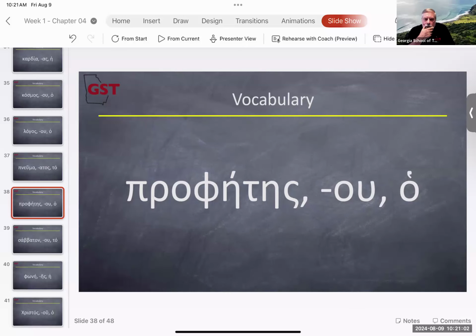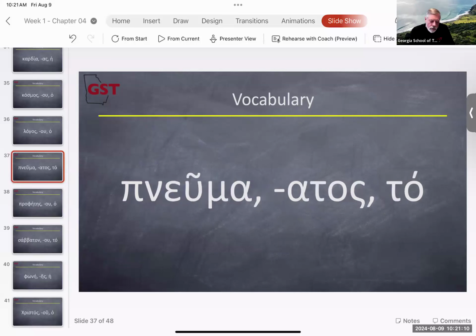All right, so here's prophetes. We've already done this word, meaning prophet, right? And okay, pneuma means what? Do you remember what pneuma means? Pneuma, pneumatos, spirit. The Spirit, spirit of God, our spirit, pneuma, right? Or wind. It can mean wind as well.